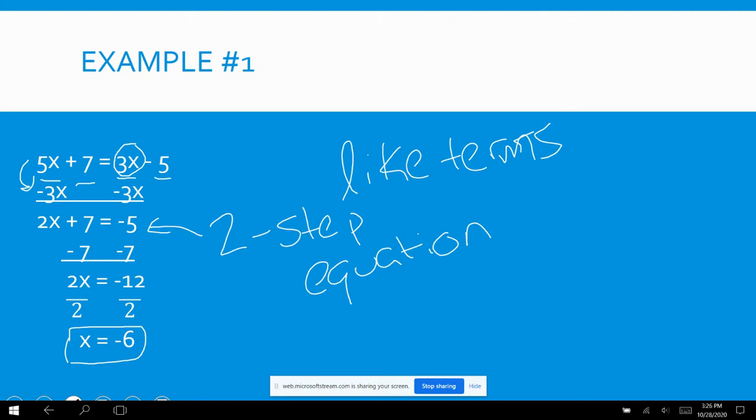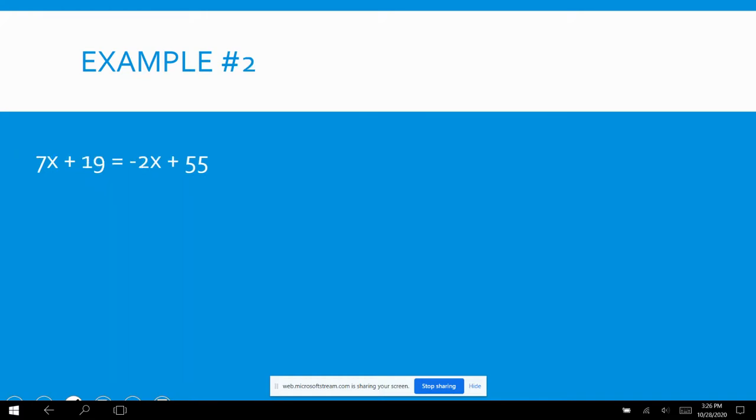If I can, I prefer to move my variables to the left-hand side, just because it's easier in your final solution. It says x equals negative 6. It's in terms of x instead of seeing that number first. So now let's look at a different example.